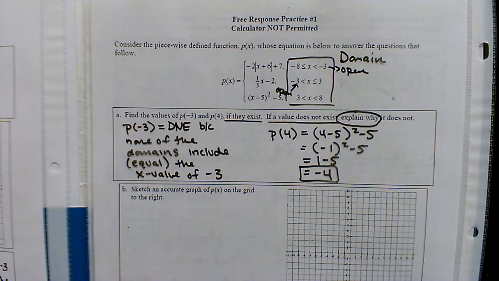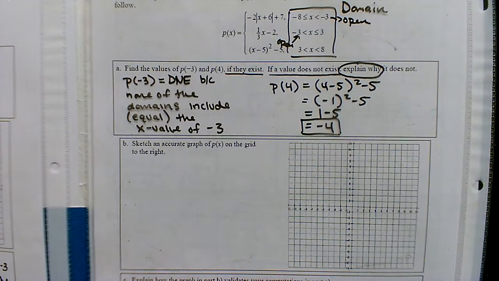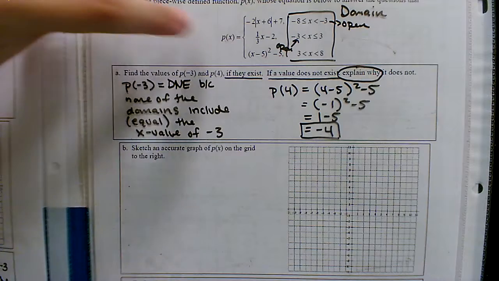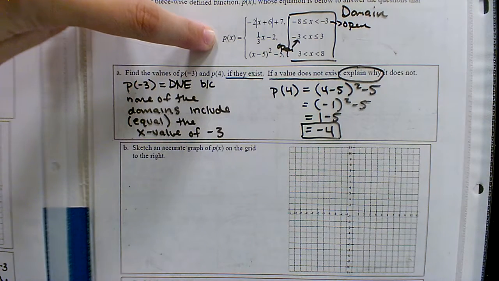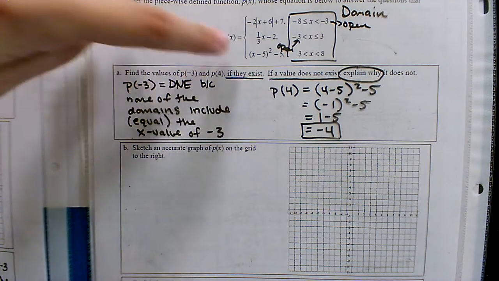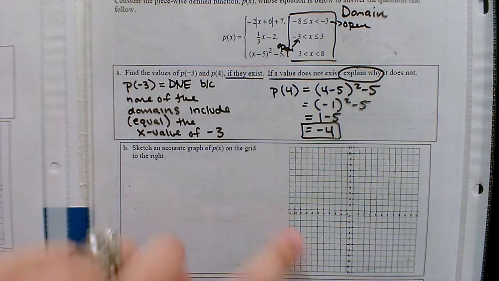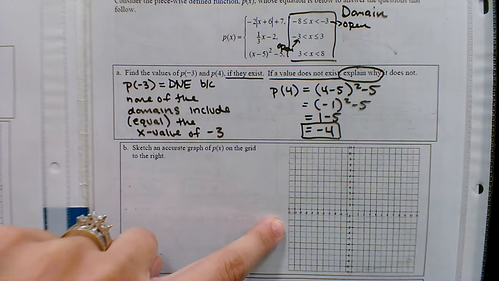If I were to give that to you on your own, do you think you would have been able to figure those two pieces out? Maybe? Okay. The second question is asking us to sketch an accurate graph of P of x. Remember, P of x is that piecewise function at the top. Just like we were doing the last few days, we're going to try to graph all 3 of those pieces. Do you want to do that together, or do you want to try that on your own?